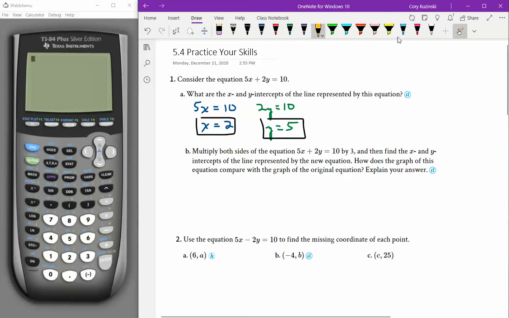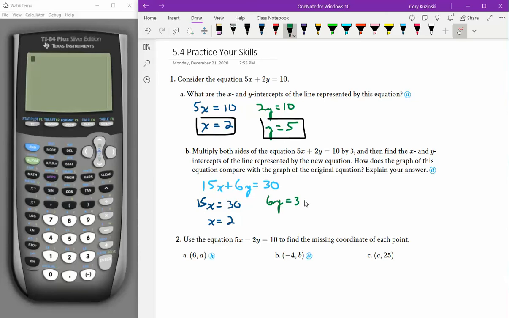Now multiply both sides of the equation by 3, then find the x and y-intercepts of the line. Multiplying everything by 3, we get 15x plus 6y equals 30 instead of 10. So for our x-intercept we do 15x equals 30, and when we divide both sides by 15, we get x equals 2. For our y-intercept, we do 6y equals 30, and divide both sides by 6. 30 divided by 6 is 5. So you can see we get the same x-intercept as before we multiplied both sides of the equation by 3, and the same with the y-intercept.